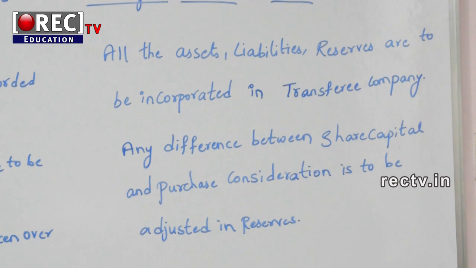Another difference between the purchase method and pooling of interest method is that under the purchase method, any difference between purchase consideration and net assets taken over is to be treated as either goodwill or capital reserve. But under the pooling of interest method, any difference between share capital and purchase consideration paid by the transferee company to the transferor company is to be adjusted in reserves. That is, no name has to be given specifically, such as goodwill or capital reserve. These are the two important differences between the purchase method and pooling of interest method.